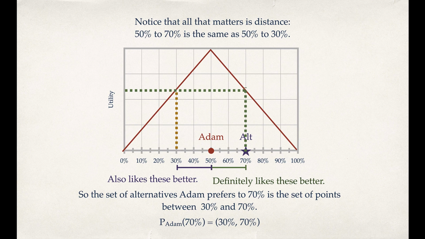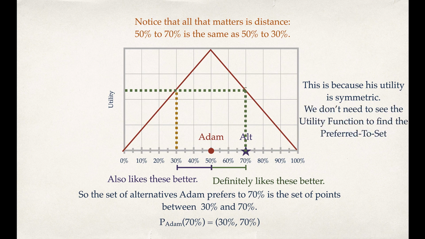So notice all that matters is distance. 50 to 70% is the same as 50% to 30%. So we can get rid of all of this stuff up here. We don't need the utility dimension. All we really need is distance from the ideal point. This is because his utility is symmetric and single-peaked. All right? We don't need to see the utility function to find the preferred 2 set.